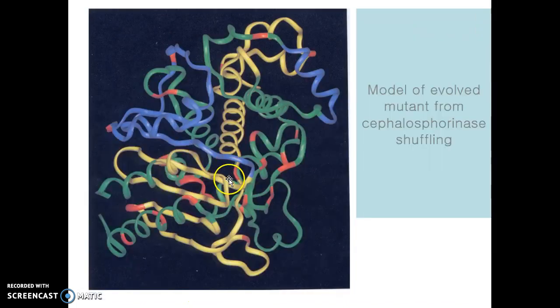You can see the model of the evolved mutant, the protein from the homologous proteins. This chimeric protein contains portions from the different starting genes.